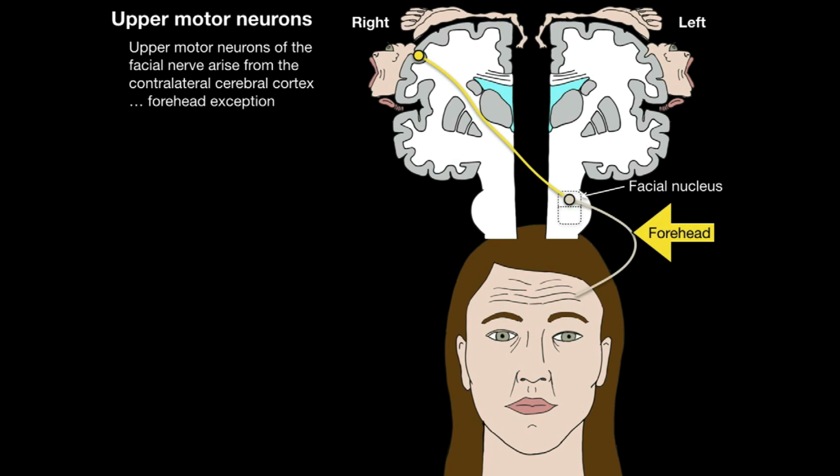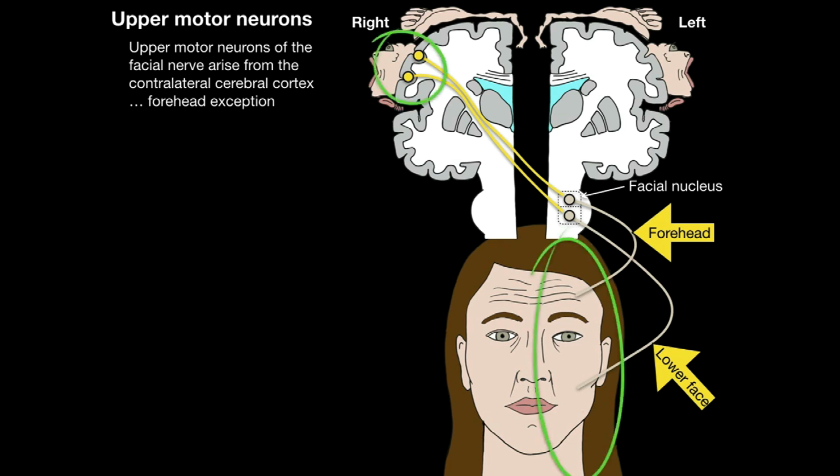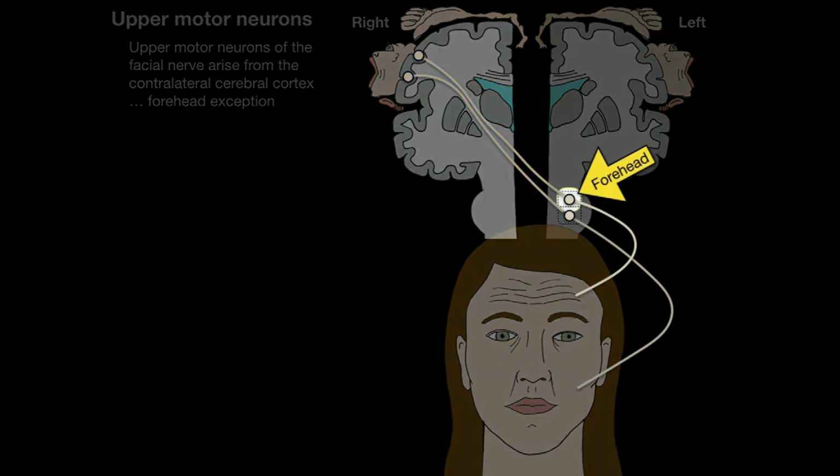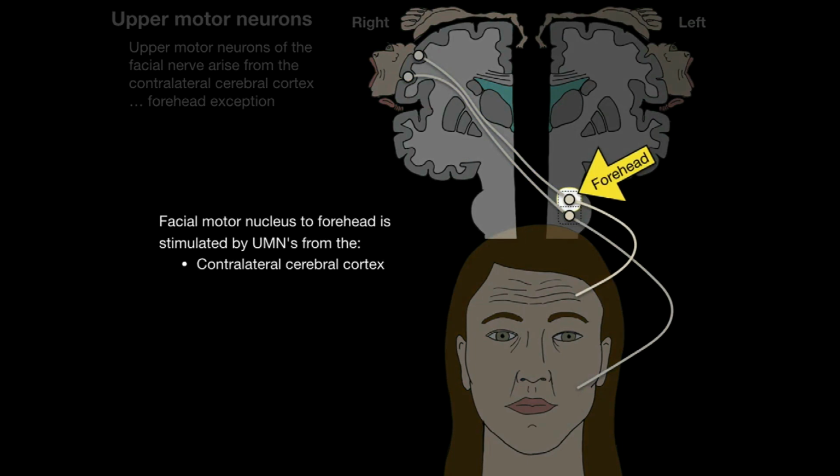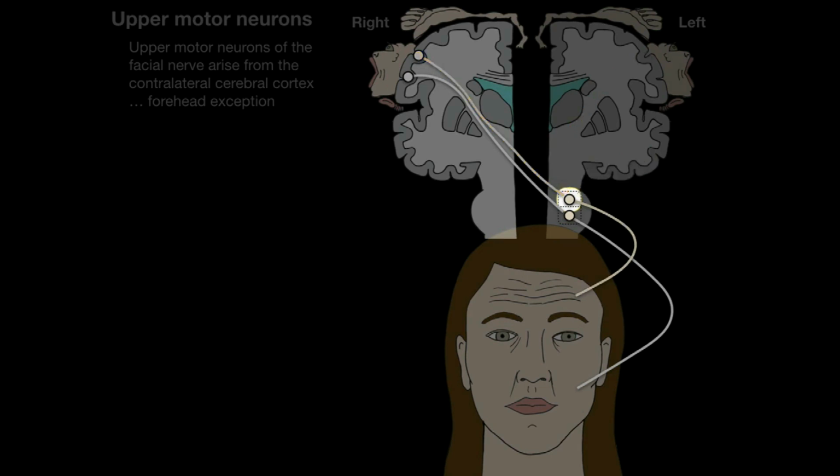And then back up in the motor homunculus, you see now an upper motor neuron that comes from the lower part of the face, descends and synapses with lower motor neurons that then innervate muscles of the lower face. So upper motor neurons of the facial nerve arise from the contralateral cerebral cortex. But there's a forehead exception. So what is this exception of the forehead? Well, the facial motor nucleus to the forehead is stimulated by upper motor neurons from the contralateral cerebral cortex, as well as the ipsilateral cerebral cortex as well. That is pretty cool. That's going to be very important in a few minutes.